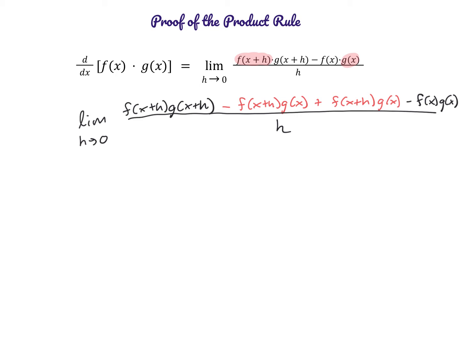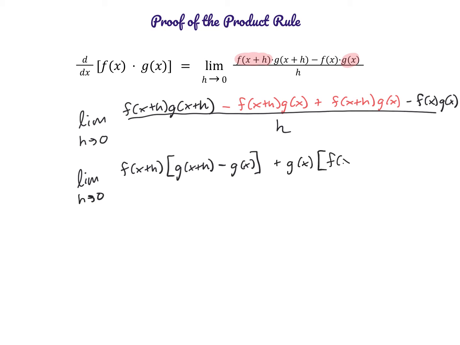So if I group our first two terms here, you can see that I can factor out f of x plus h, and that leaves us with g of x plus h minus g of x. And then from our second two terms, I can factor out g of x, and then I have f of x plus h minus f of x. And then all of this is over h.